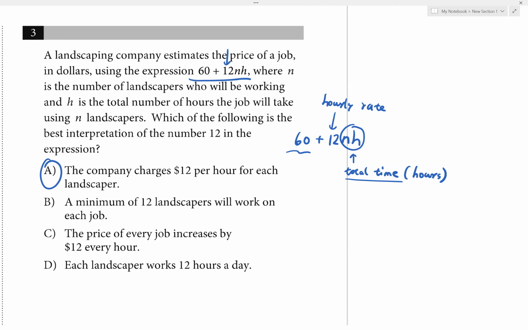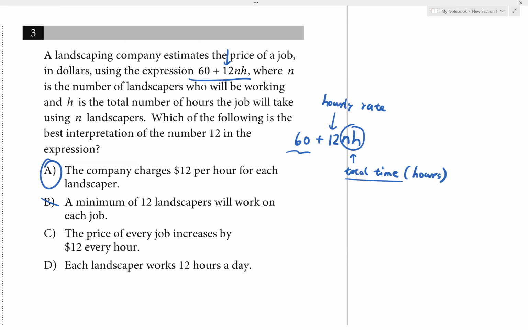landscaper. Now if you look at the other answer choices, B says a minimum of 12 landscapers. Well, we don't know that. The number of landscapers is the N value, that's not 12. So it's not B. And then C, the price increases by $12 every hour. Well, the hourly rate is a fixed rate, not a rate that increases by $12 each hour.